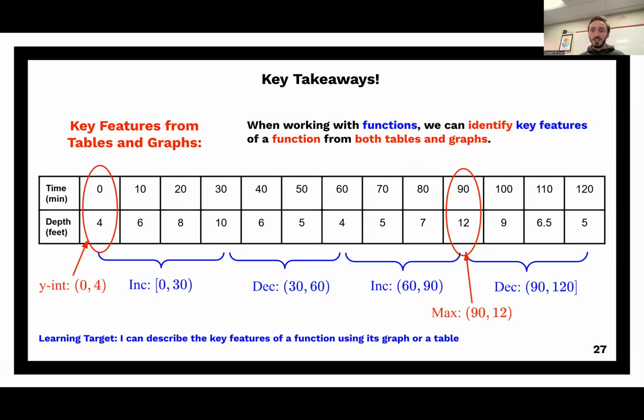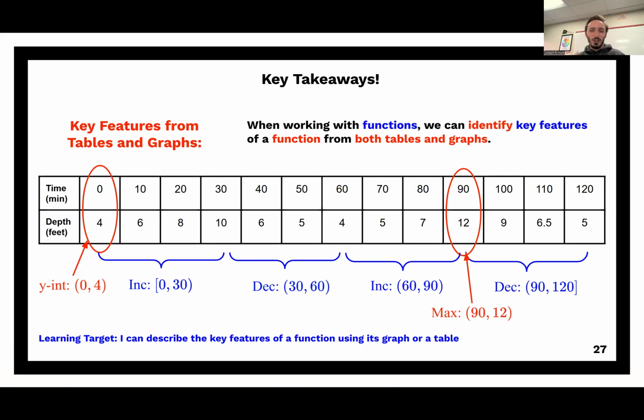So to close things out for today, what I want to overview is the big ideas from the lesson. One of the things that we talked about is how to identify key features when you don't have a graph. Sometimes you might have a different format like this one, a table of values.